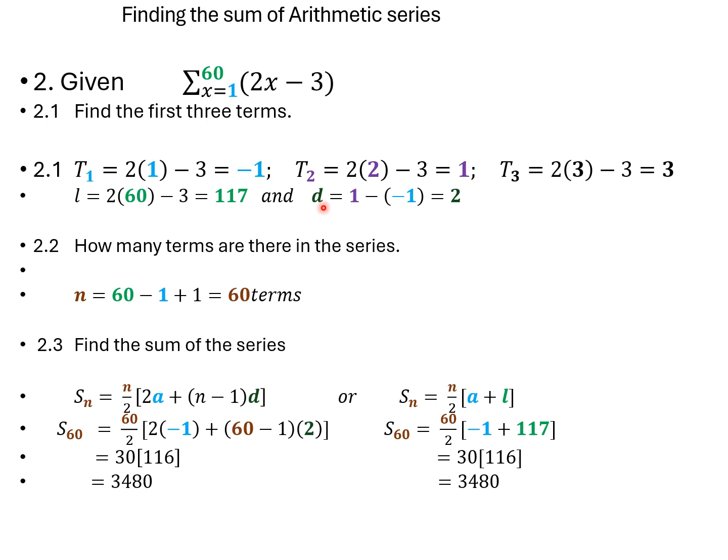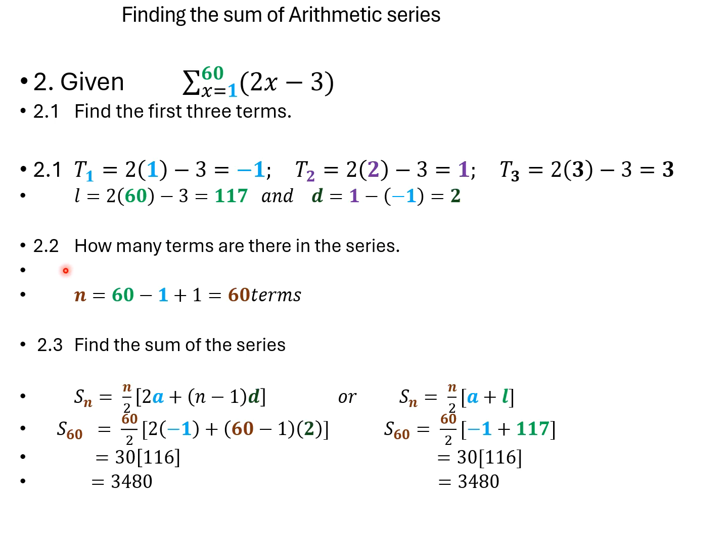So my common difference, from term 1 to term 2, term 2 minus term 1, 1 minus minus 1, is 2. Right, if I'm going to work with the formula using the last term, because they've given me up to the 60th term, I can say 2 times 60, which is 120. 120 minus 3 then gives me 117.